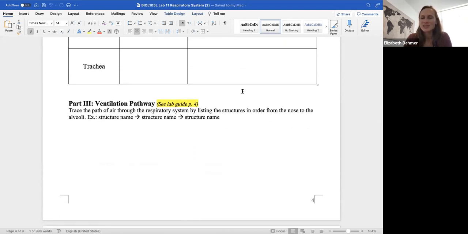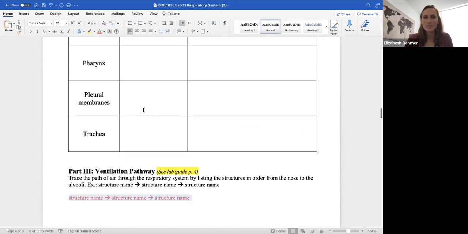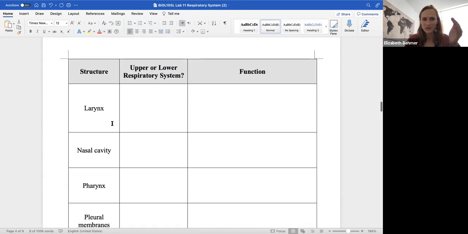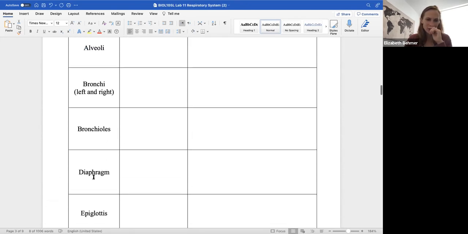And then, just like how we traced the path of blood through the heart, we're going to trace the path of air through the respiratory system by listing the structures in order from the nose to the alveoli. So for example, we'll start with the nose. I'm just going to start you off here a little bit. And if you're wondering what structures to use, you can use the structures that were listed above here. So basically all these structures that were listed above, intercostal muscles you don't have to use.